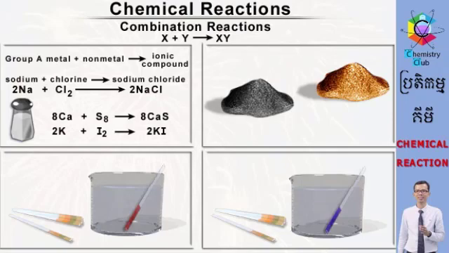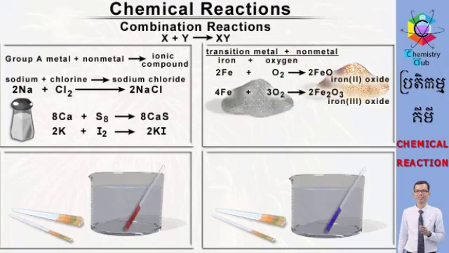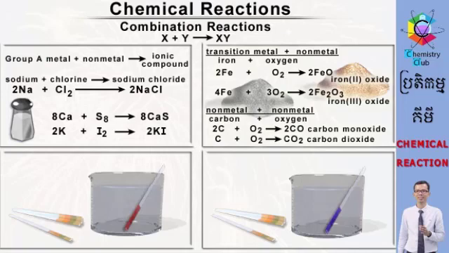When transition metals, such as iron, combine with non-metals, or when two non-metals combine with each other, there is often more than one possible product. For example, iron and oxygen can form iron 2 oxide or iron 3 oxide.